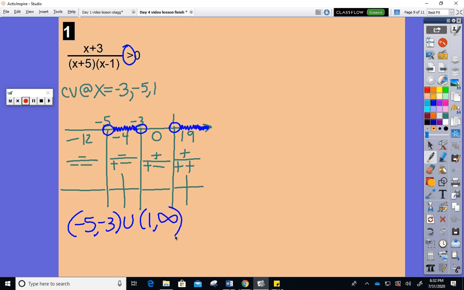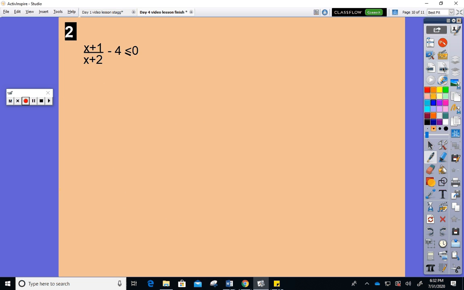Now, on the second problem, I'm going to throw in more algebra on the front end. I'm looking at this, and I see that everything is on the left with 0 on the right, but I don't have one single fraction. I must combine fractions. So I'm going to have to say x plus 1 over x plus 2. Now remember, 4 is like 4 over 1. So if I had 4 over 1, I would have to multiply the top by x plus 2 and the bottom by x plus 2 in order to get a common denominator.